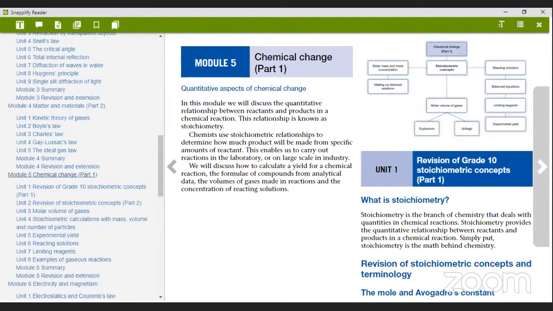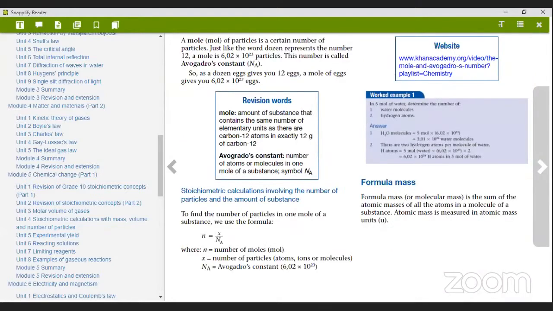Okay, a mole of a particle is a certain number of the particle. Just like the word dozen represents the number 12, a mole is represented by 6.02 times 10 to the power 23 particles. This number is called the Avogadro constant. So basically you can't talk about a mole without talking about the Avogadro constant, because, like they say, the number 12 is the Avogadro constant, and the name mole is like the word dozen.